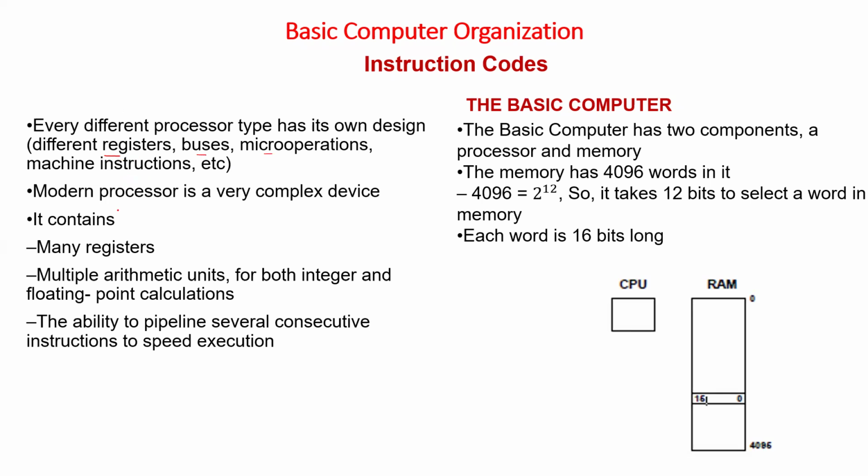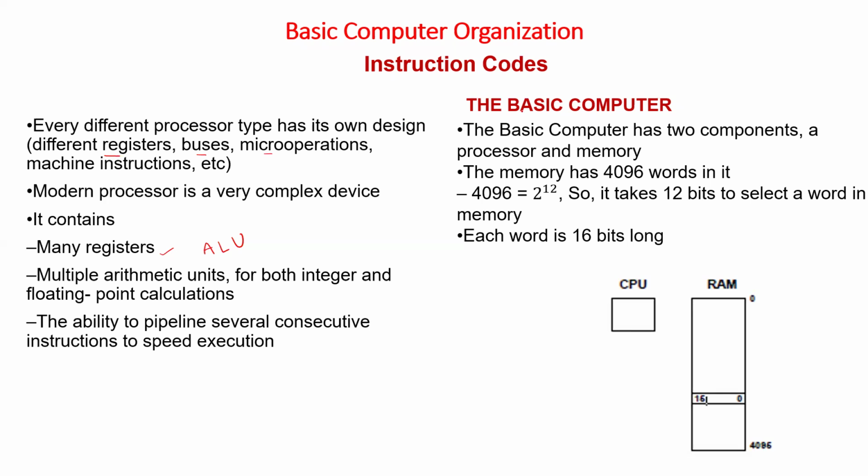Modern processors perform at very high speed, so they have a complex system. These processors mainly consist of many registers, and we have multiple arithmetic logic units, or ALUs, for both integer and floating point calculations. They can perform various operations simultaneously in pipeline ways. Sometimes they perform parallel processes, and sometimes pipelining, meaning that when one task is executed, the next task will be executed.